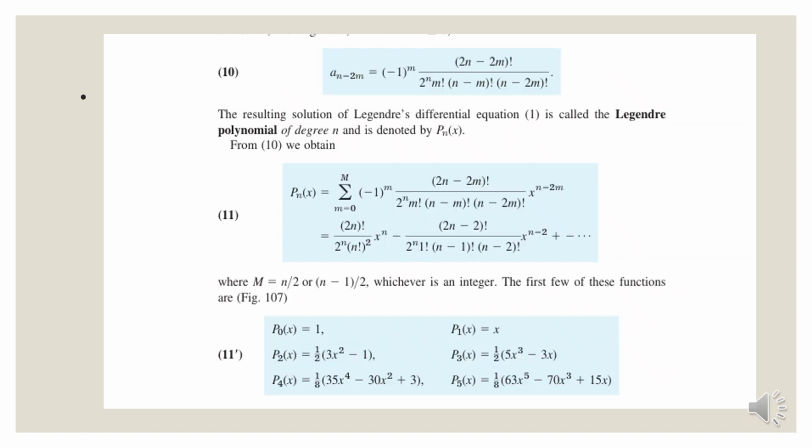Let's continue. Now, finally, from getting a_(n-2) and a_(n-4), we get a formula for how a_(n-2m) evolves. We get a final expression of a_(n-2m) given by that. Now we go back and substitute in the general polynomial P_n(x) equal to that coefficient times x^(n-2m). So we've got the expression for the general polynomial P_n(x).